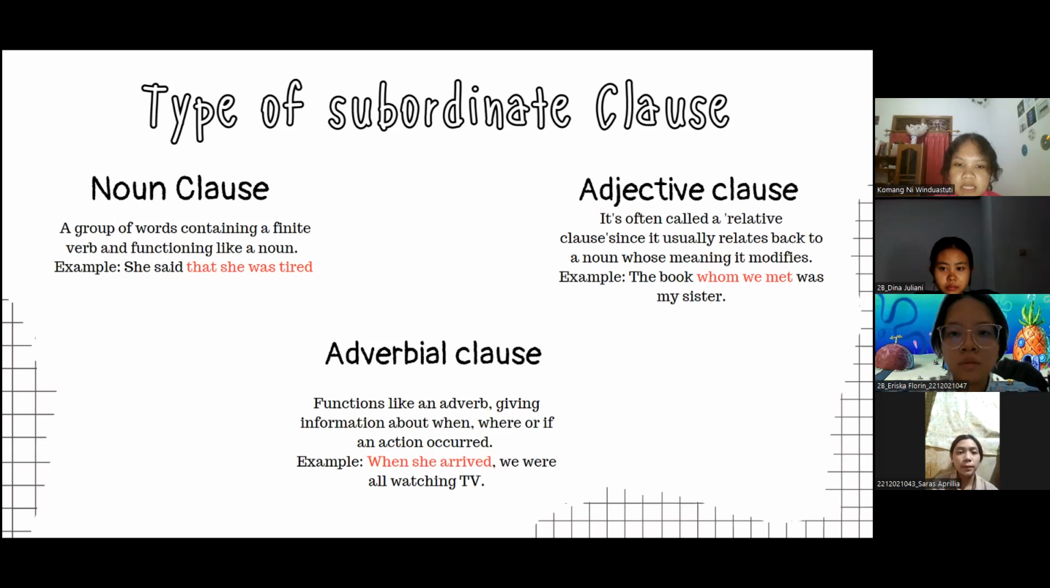And then the last one is adverbial clause. It functions like an adverb, giving information about when, where, or if an action occurred. For example, when she arrived, we were all watching TV. And the adverbial clause here is when she arrived.